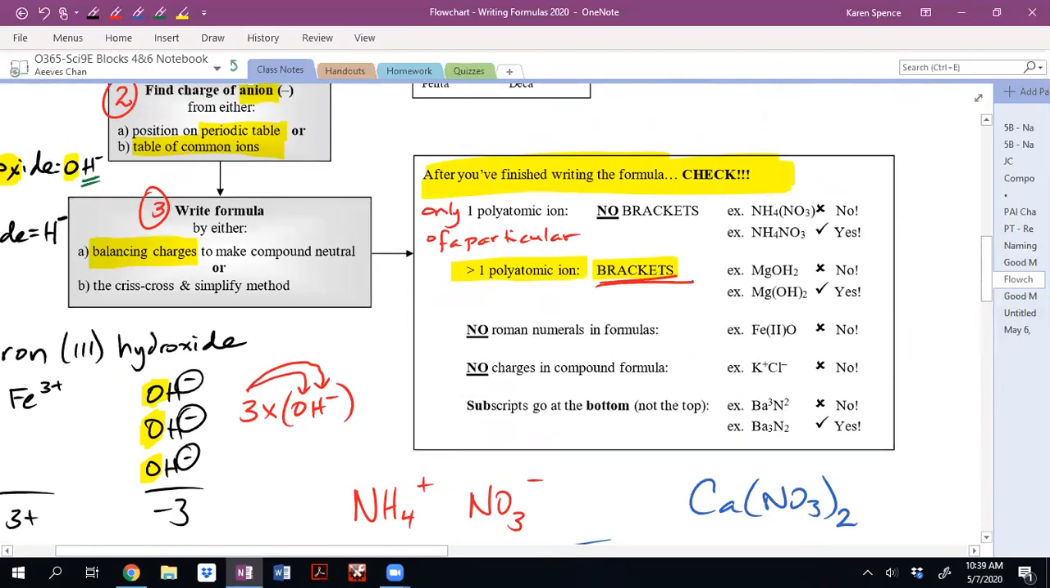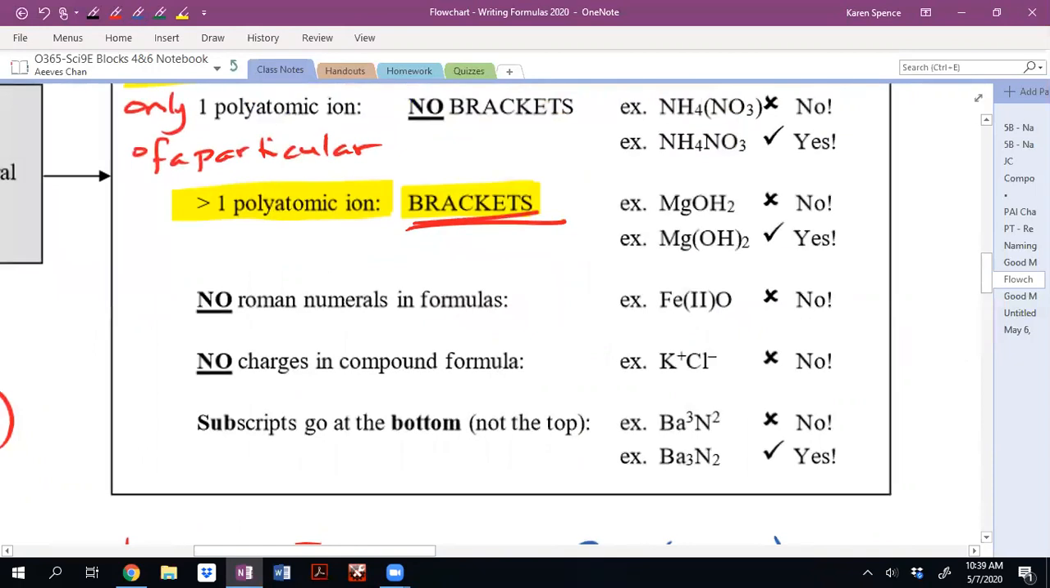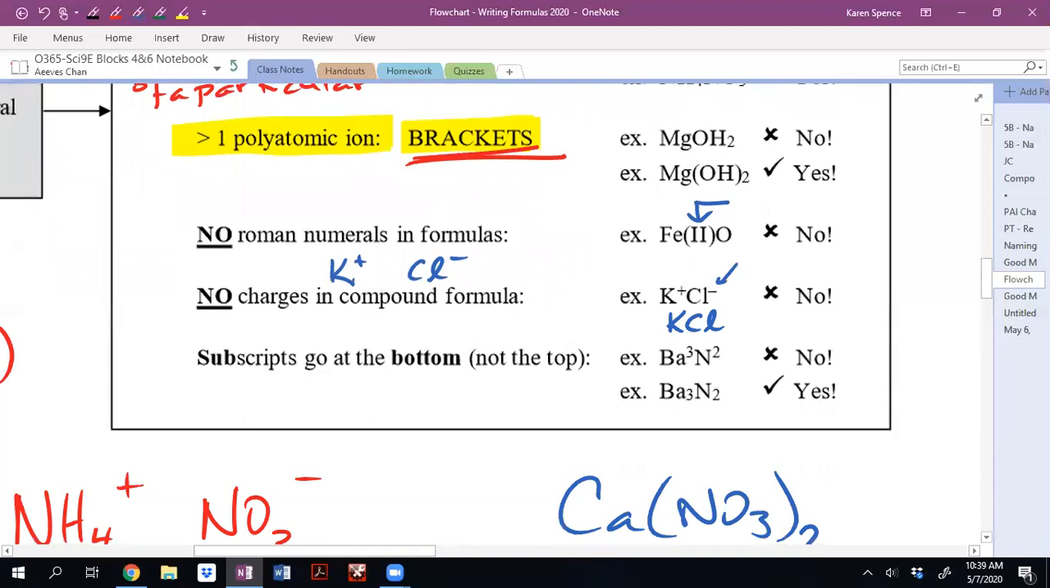Few other things that sometimes people do. Sometimes they will put a Roman numeral in the middle of a compound. That is a big no-no. Don't do that. Sometimes because you should be writing down the charges when you're figuring out the formula of the compound. You should be saying I have a K plus and I have a Cl minus. But you don't want to show those in your final formula, right? You don't want to see these. The overall compound itself is neutral. Okay.